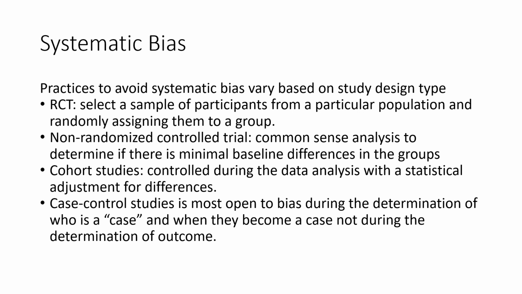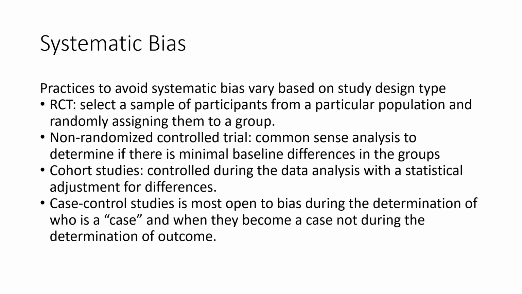So you might try to make sure that the average age is the same, there's the same number of males and females in each group, and just trying to minimize the baseline differences between the groups. And then with cohort studies, this is controlled during the data analysis. So there is systematic bias in here, but you're trying to control for it during the data analysis with a statistical adjustment for differences. And you'll often see this in papers saying, after adjusting for smoking history and diabetes, the results were this. So they did factor in any differences between the two groups.